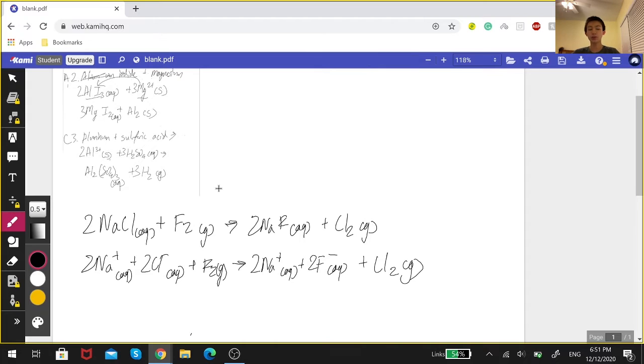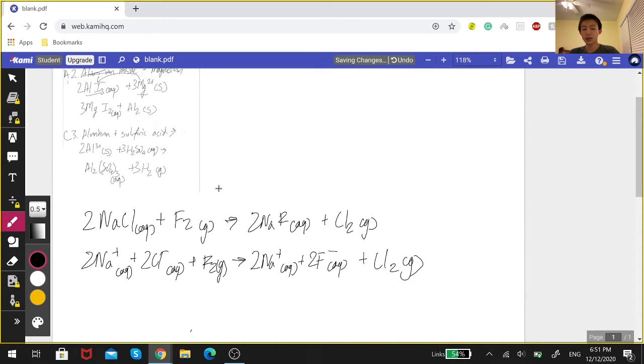Now here's the rule for spectator ions in a single replacement. You cross out everything that is exactly the same with the same coefficient and the same charge. So let's take a look. 2Na plus on the left side, is there the same exact thing with the same charge and same coefficient on the right side? There is indeed 2Na plus on the other side as well, so both of these get crossed out. 2Cl minus, is there a 2Cl minus on this side? There is no 2Cl minus on this side, so we're going to keep this.